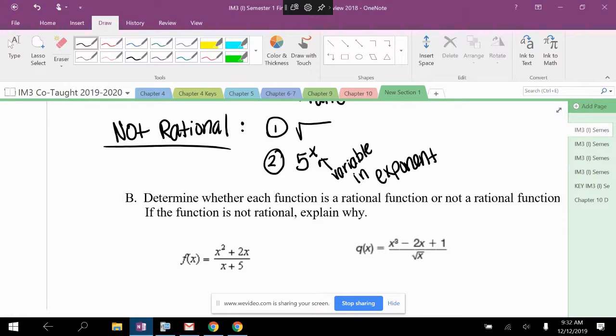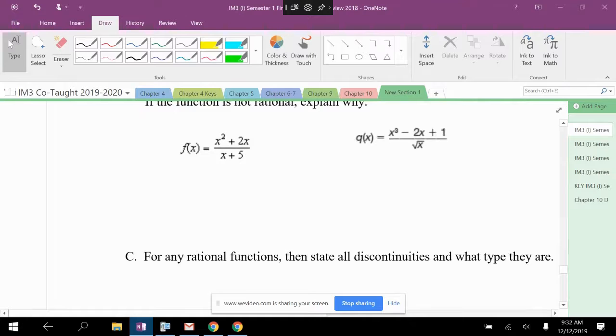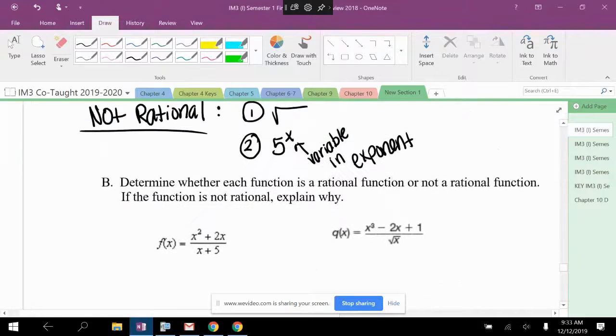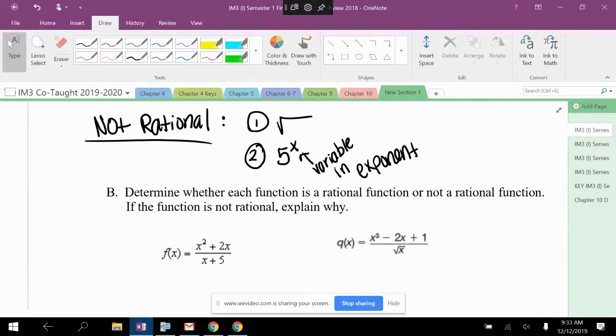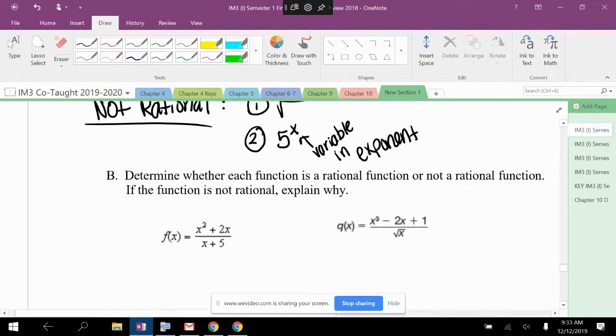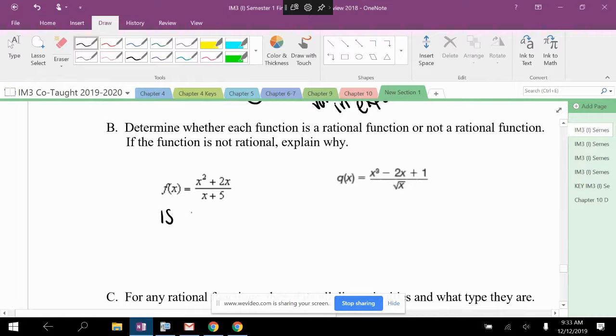All right. So speaking of those two conditions, the next question says, looking at these, label if it is rational or not rational. So first, look at the first one. Does this one right here, f of x, have any of those not conditions? Yes, it does. Hold on. There's an exponent. Is there a variable in the exponent? No. So this one is rational.